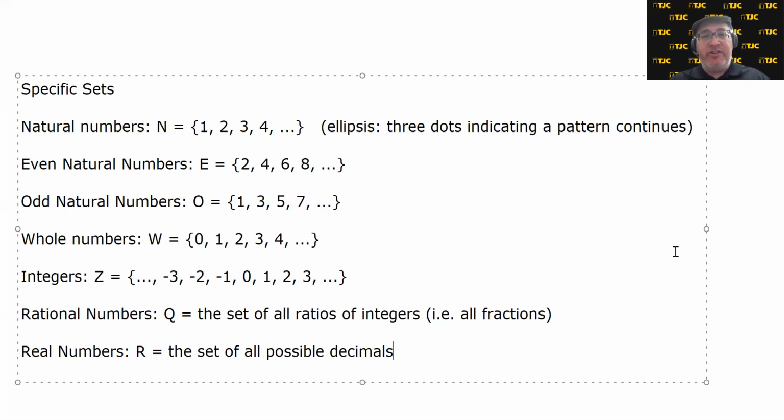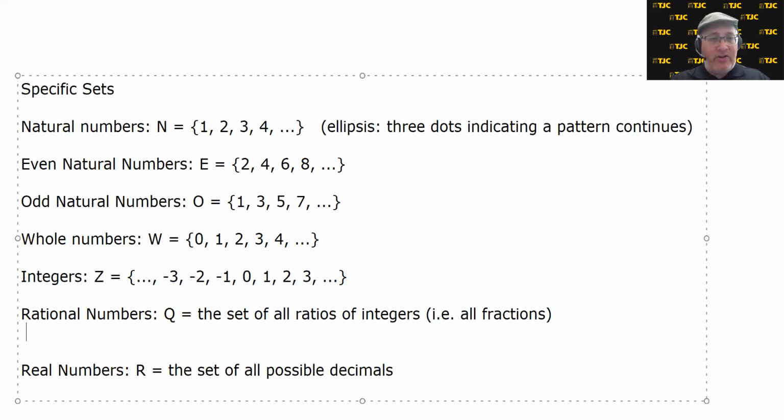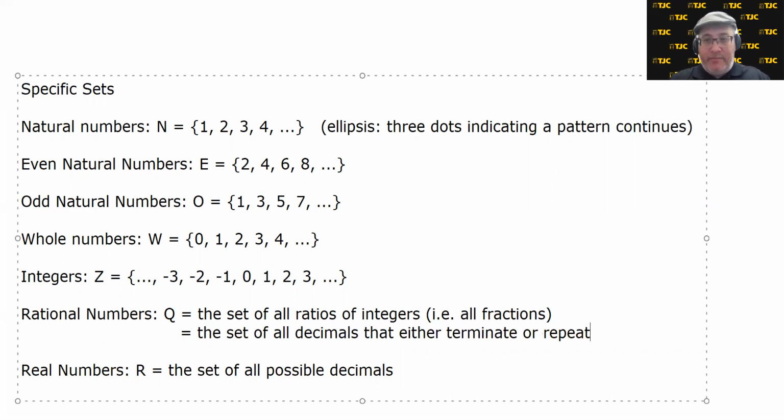Without getting into too much detail, I want to go back to the rational numbers for a second and redefine them in terms of decimals. It's the set of all decimals that either terminate or repeat. And the real numbers is the set of all possible decimals, which means either they terminate, repeat, or do neither. Now, what do I mean by terminate, repeat, or do neither? Well, I'll show you what I mean on the next page.